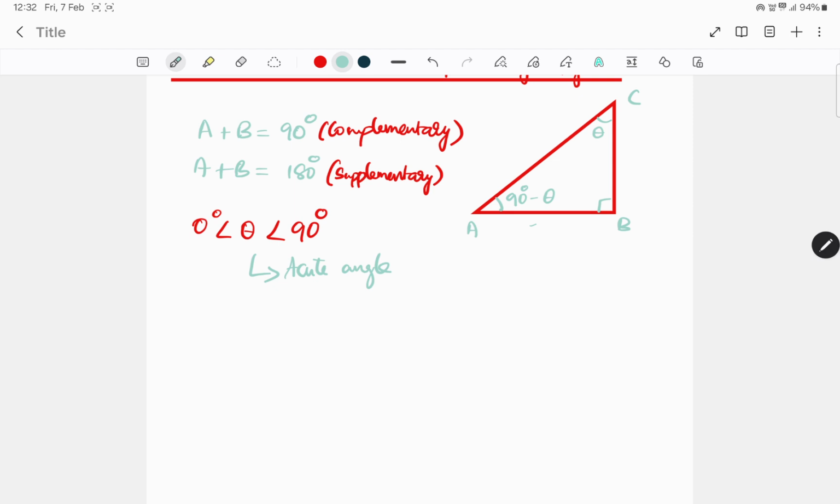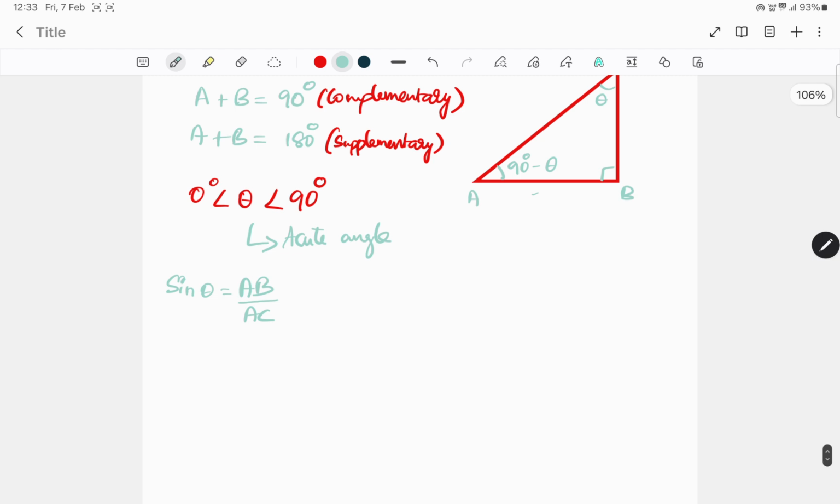Okay, now we will find the six ratios for theta and 90 degrees minus theta. Then we will relate that to separate ratios and derive some formulas. First we will find them for theta. What is sin theta? It will be AB by AC, right? Sin theta is opposite by hypotenuse, AB by AC. Then cos theta will be BC by AC, and tan theta will be AB by BC, right?